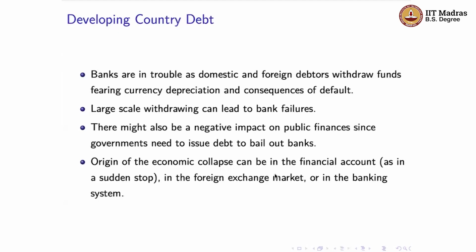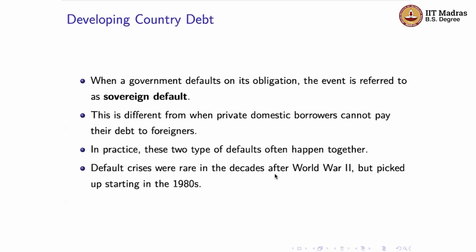So you can have this sort of financial crisis playing out, and the origin can be in different places, right? It can be in a financial account when the initial problem was a default. It can be in the foreign exchange market, or it can be in the banking system. So when you have a government defaulting on the obligation rather than a single private player defaulting, this event is often referred to as a sovereign default, right? Sovereign comes from the government, right?